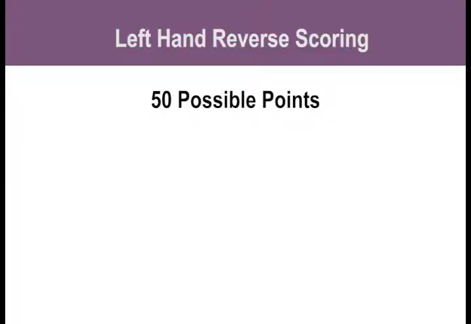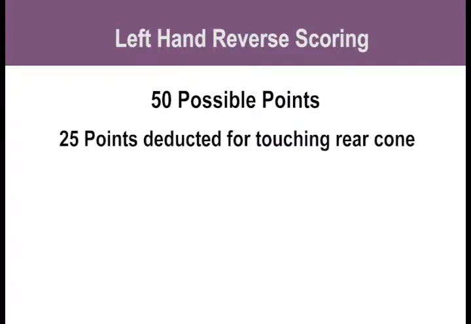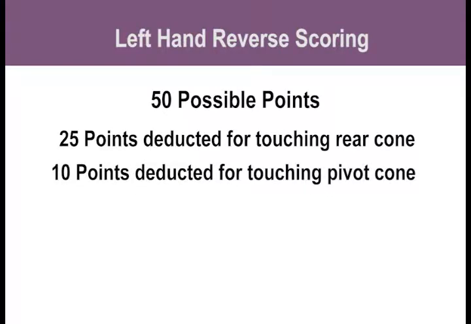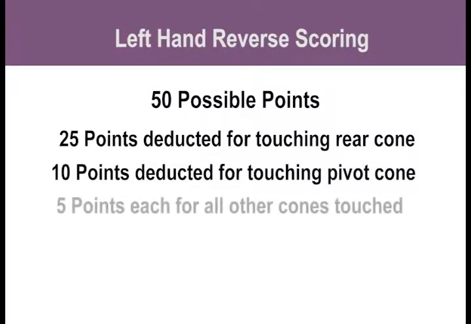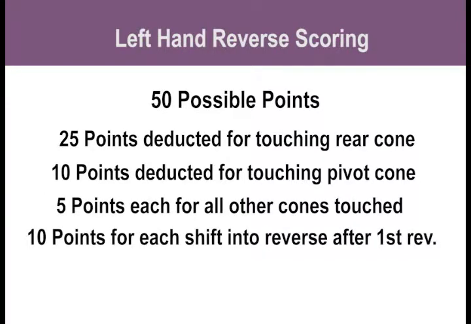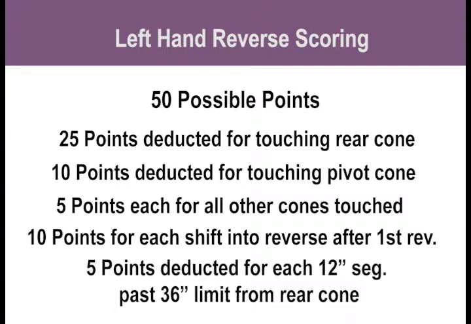If the vehicle touches the rear cone, the contestant loses 25 points. The contestant loses 10 points if the vehicle touches the pivot cone. 5 points each for all other cones that are touched. 10 points each if the vehicle is shifted into reverse after initial shift into reverse, and 5 points for each 12-inch segment beyond the 36-inch limit from the rear cone.